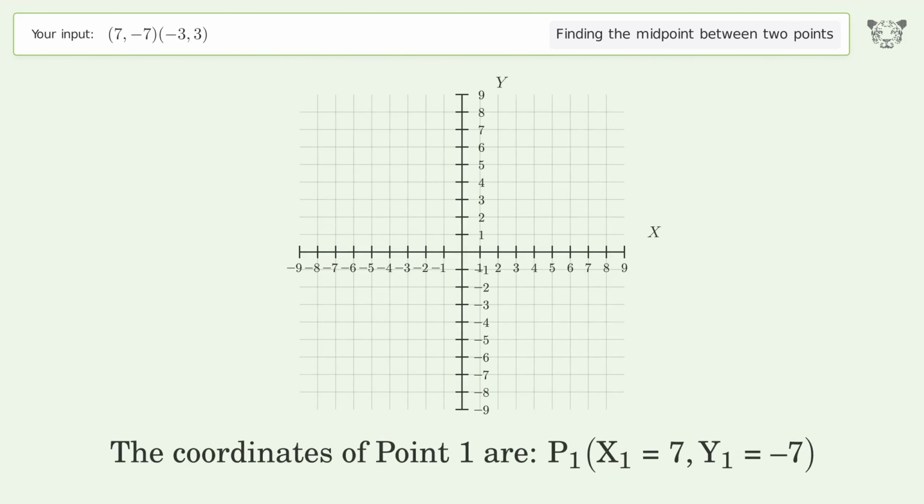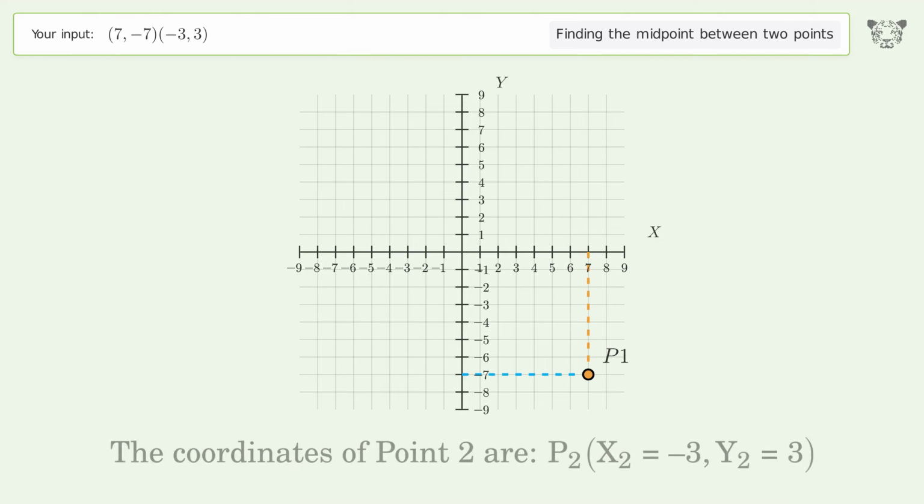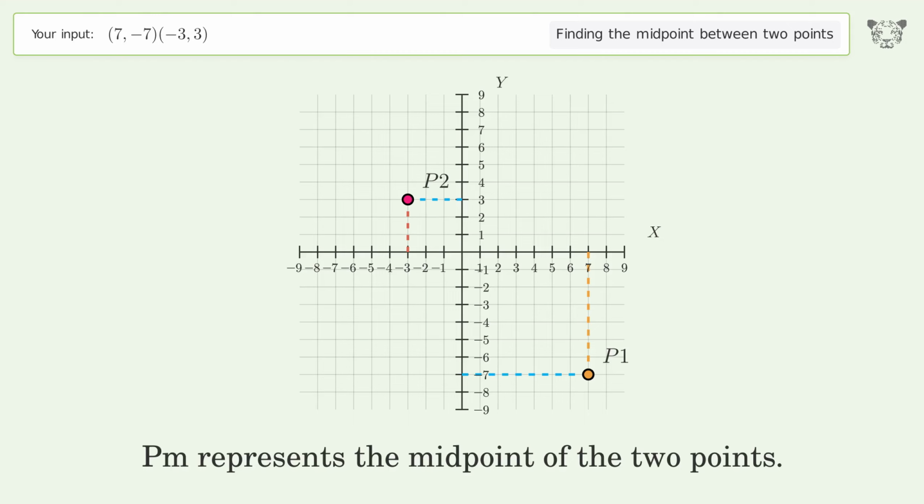The coordinates of point 1 are, x1 equals 7, y1 equals -7. The coordinates of point 2 are, x2 equals -3, y2 equals 3. PM represents the midpoint of the 2 points.